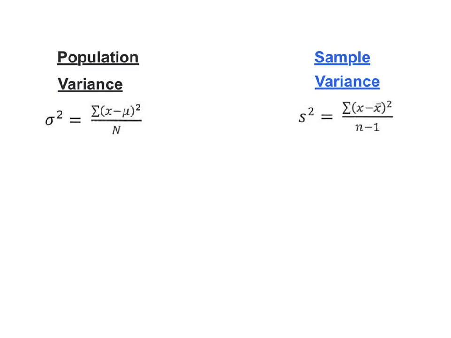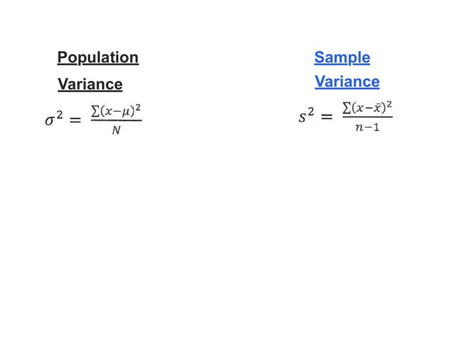So again, notice the differences. There's a couple of differences. Sigma we use for population, S we use for sample. Mu is the population mean, X with the bar on top is the sample mean. So those are two differences. Then we divide by the number of numbers in the population. In the sample, we divide by the number of numbers in the sample minus 1.